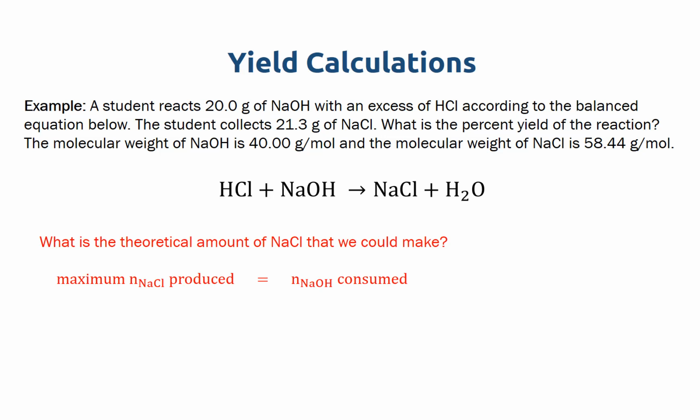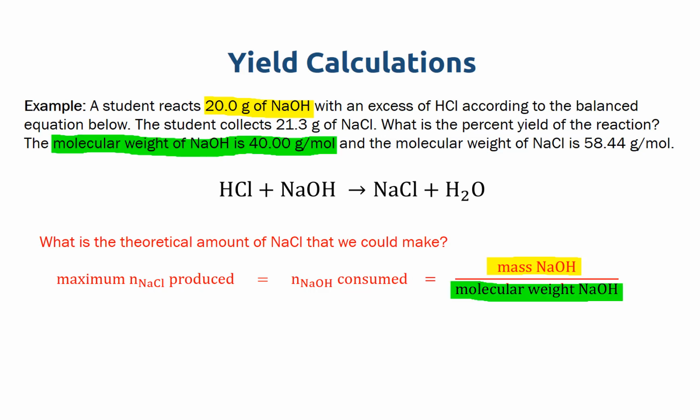The maximum moles of NaCl produced would be the same as the moles of NaOH consumed. This is because they have a 1-to-1 molar ratio in the chemical equation. And remember, whenever we're doing stoichiometry, we need to be working in moles instead of by mass. So this will look like the mass of NaOH divided by the molecular weight of NaOH. We were given the mass of NaOH in the question, and we were also given the molecular weight of NaOH in the question. So let's go ahead and calculate what those moles consumed of NaOH would be.